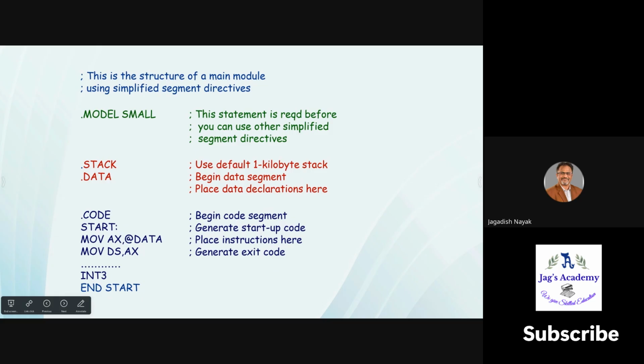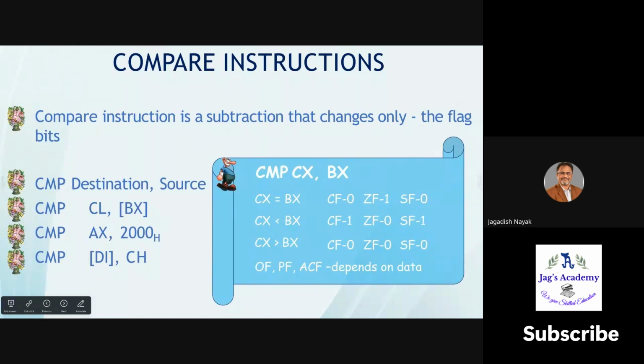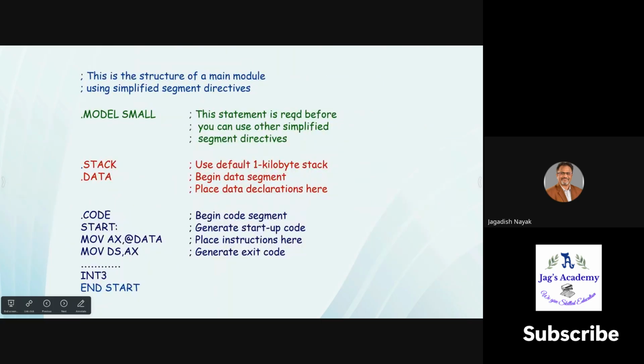So this is the program structure. You already know about it. Now we have seen what your program structure is, right? And very importantly, I want to tell you why move AX, add data and move DX, AX is used. Many of you still don't know. After this .code, why do you use this? This is very important.